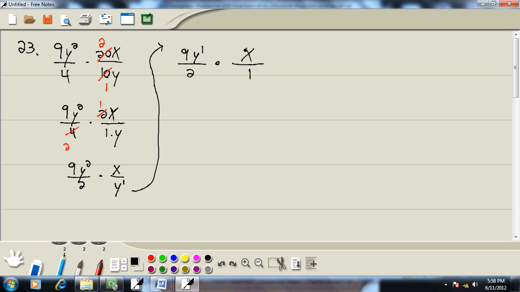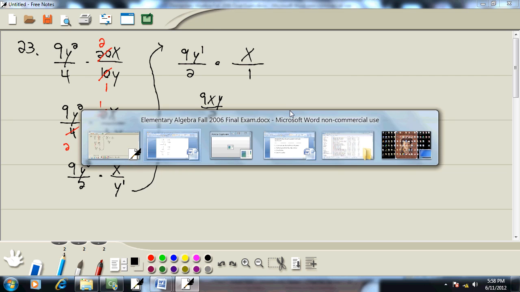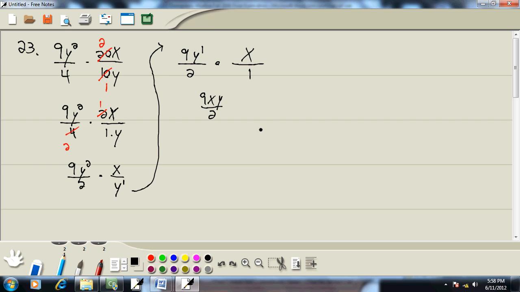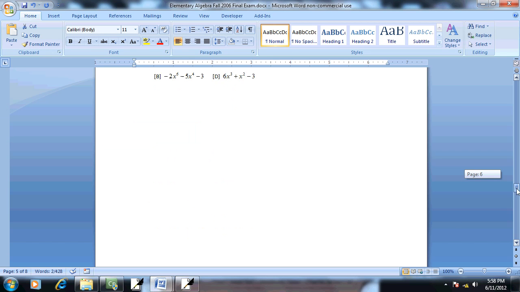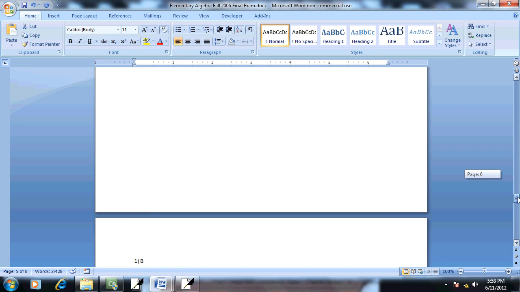Now let's multiply across. 9y times x gives us 9xy. And 2 times 1 gives us 2. And that's our answer. So we got 9xy over 2, which is B, as in Bill. So 23b should be our answer. And it is.